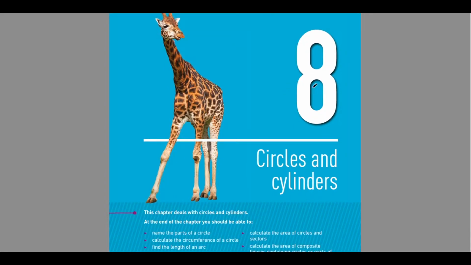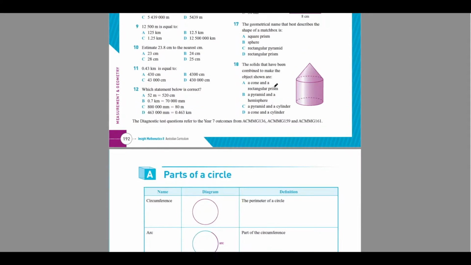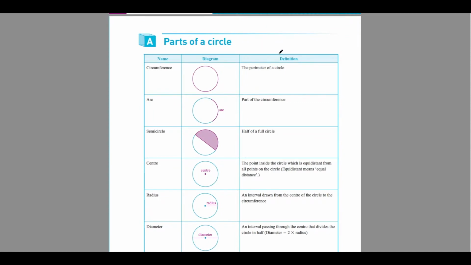So we're going to look at chapter 8 from the Oxford Insight Mathematics book. Now I'm just going to start by introducing different parts of a circle. The first important word that you have to know is called a circumference. Now this is a very important word. What this word means is basically the perimeter of a circle. In circles we don't use the term perimeter, we use circumference. So you can see this purple line. This is the circumference of a circle.